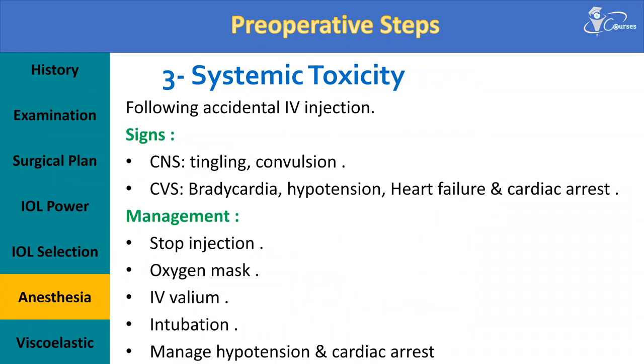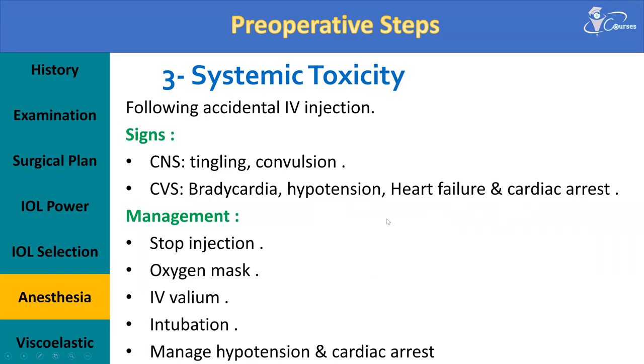Finally, the systemic toxicity. If you have a patient who had an accidental intravenous injection, when you are doing the injection, you should withdraw first in order to make sure that you are not inside a blood vessel. But if you didn't do that and you inject accidentally, you will inject the anesthetic agent intravenously. So this will result in the anesthetic agent spreading to the whole body, resulting in cardiovascular manifestations and CNS manifestations. Those patients could have tingling, convulsion, or cardiovascular problems such as bradycardia, hypotension, heart failure, cardiac arrest.